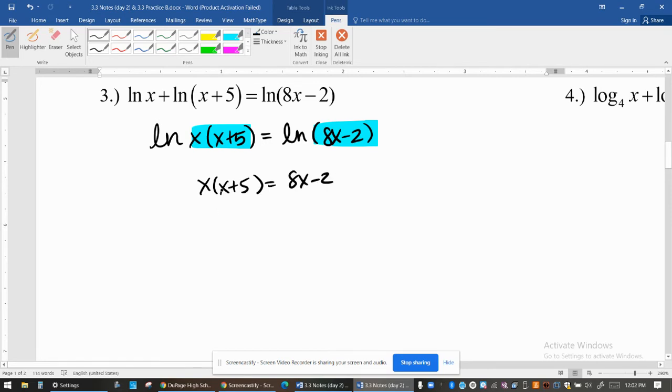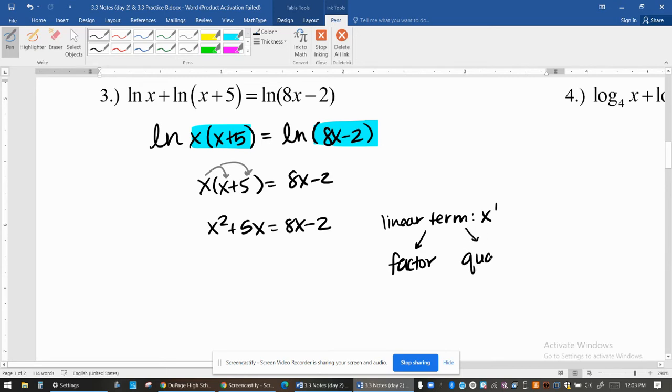Now take a look at what's going to happen here. So when I distribute the x to the x plus 5, to that binomial, I get x squared plus 5x equals 8x minus 2. So because this has a linear term, and remember, a linear term is anything with x to the first power, then my choices are to try to factor it, and if I can't, I have to use quadratic formula.